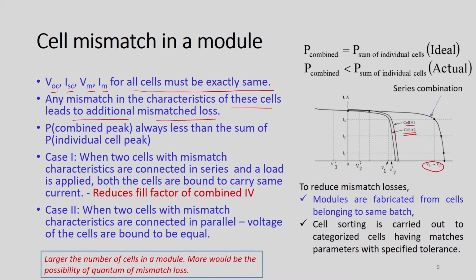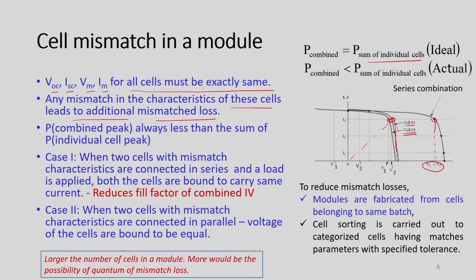Normally, in the ideal case, if we consider the peak power here and here, and draw the combined voltage, it will come out something like this. In the ideal condition, this P combined has to be equal to the sum of the maximum powers of the individual cells. So the maximum power of the combined IV characteristic should be the same as the sum of the individual cells' maximum power. But this is not the case in an actual situation, because they have mismatch.